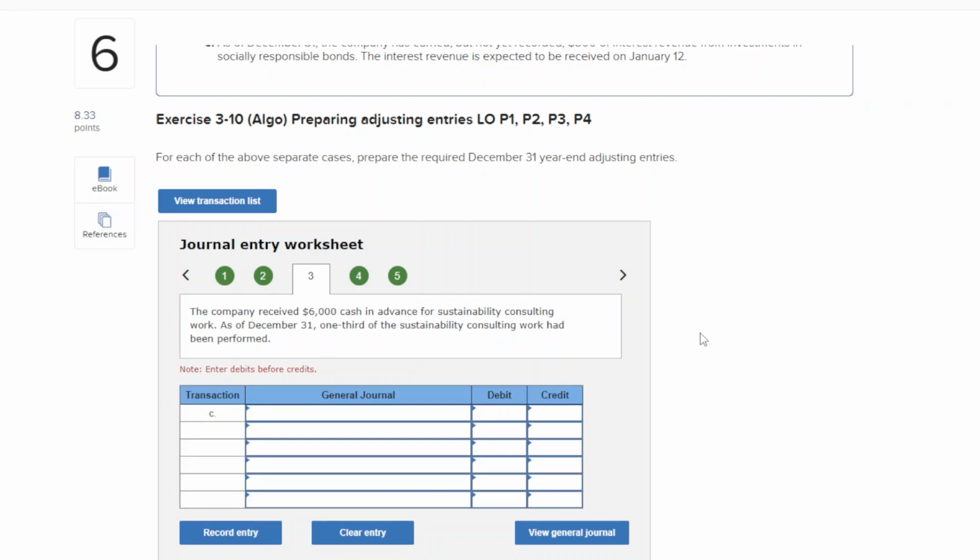We're adjusting unearned revenue and services revenue. One third of the work has already been completed, so we're only going to adjust one third here. Our liability of unearned revenue will go down by one third since we performed one third of our obligation. Our revenue will increase because we have performed those promised services. When liabilities decrease, we have a debit, so let's do that here.